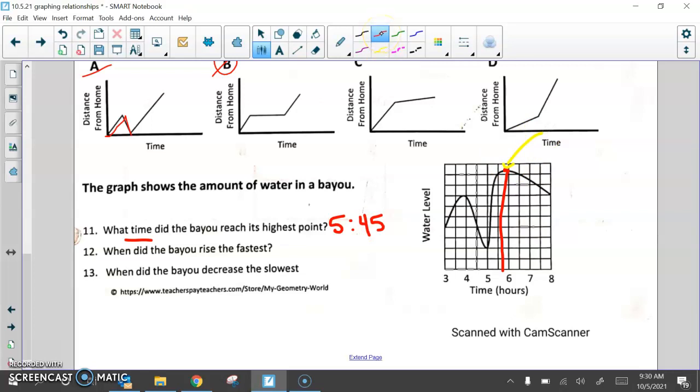Then it says, when did the bayou rise the fastest? So we're looking at the slope. We're looking at the graph where it's going up. So it's going up there, and it's going up on the second one. So out of, we'll just label it 1 and 2, when did the bayou rise the fastest? So you're looking at the steepest slope. So that's number 2. So that's going to be an interval between 5 and about 5:30. 5 and 5:30.